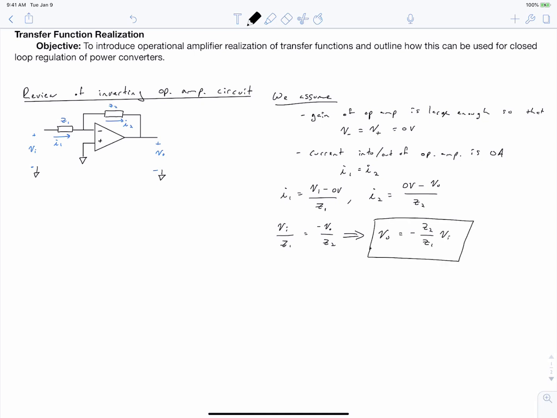We see that it has a simple gain of Z2 divided by Z1. And it's inverting. It has a negative sign in front. That's why it's called an inverting op-amp circuit. We can use this property to realize any transfer function by modifying Z1 and Z2.